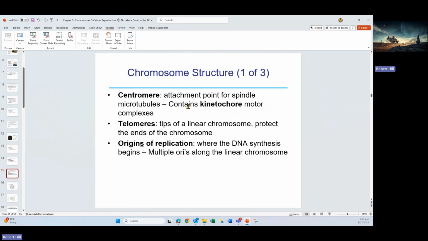All right, so remember, in the prokaryotic chromosome, that one circular chromosome, there was a single origin of replication to copy that whole chromosome. But with these linear eukaryotic chromosomes, you will have many origins of replication along the chromosome, multiple origins of replication.